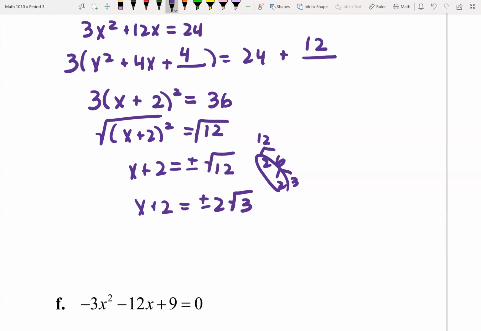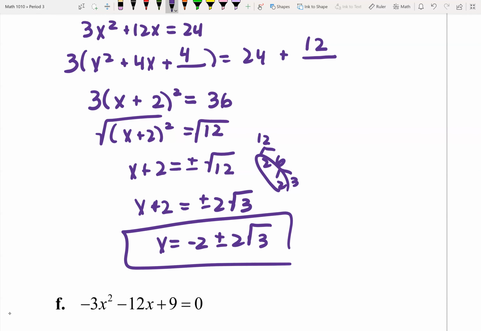Okay. Izzy, what's the last step, honey? Bring the 2 over. So negative 2 plus or minus 2 square root of 3, done.